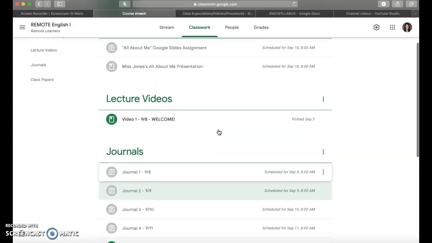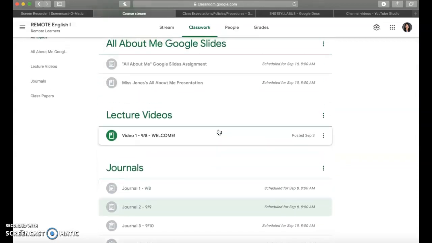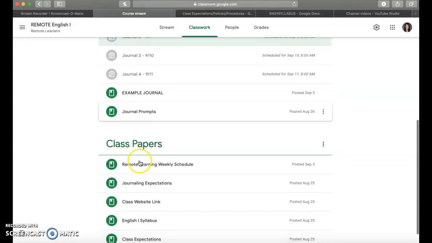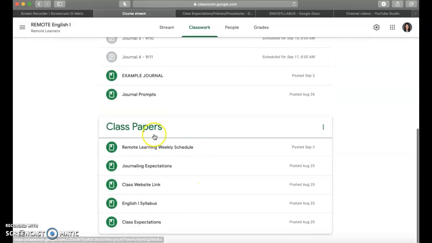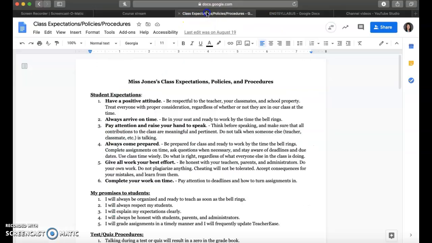Alright, we're going to go over a few of our class papers today. So first thing I want to look at down here, you can see these are all the class papers I've posted. I'm going to read through our syllabus and class expectations, policies, procedures with you guys. Student expectations. These are the expectations I have for you. This applies whether you're remote or in my classroom.